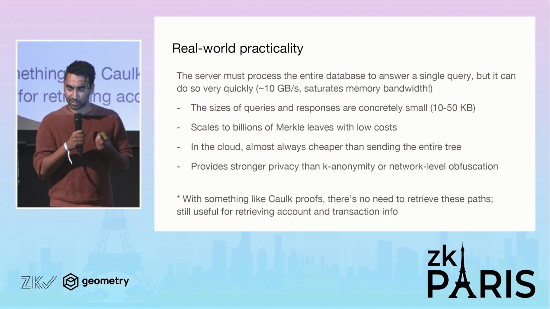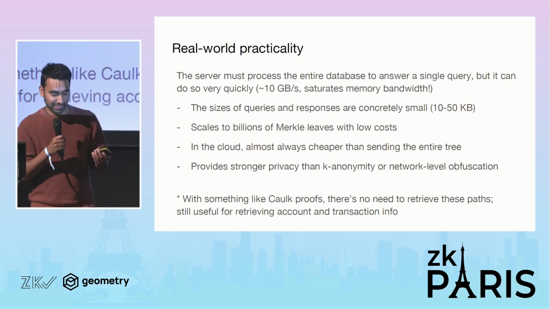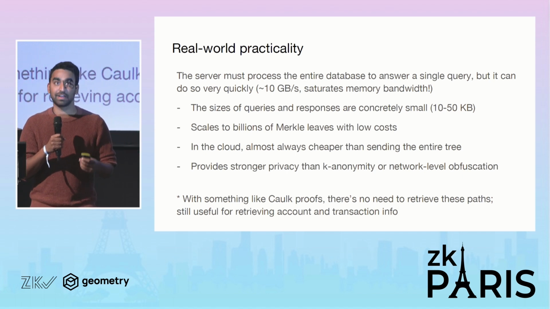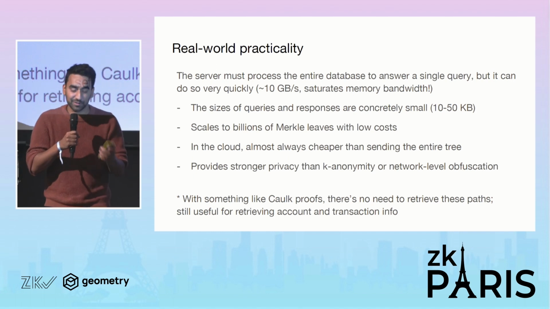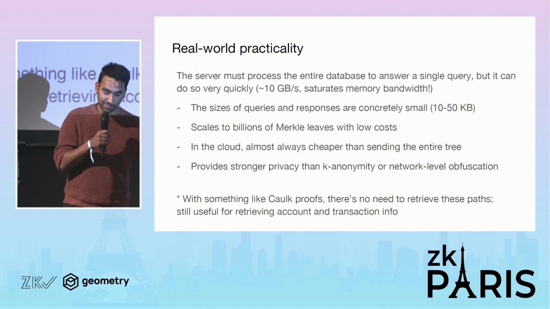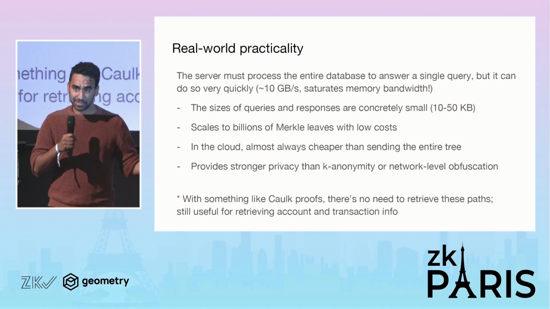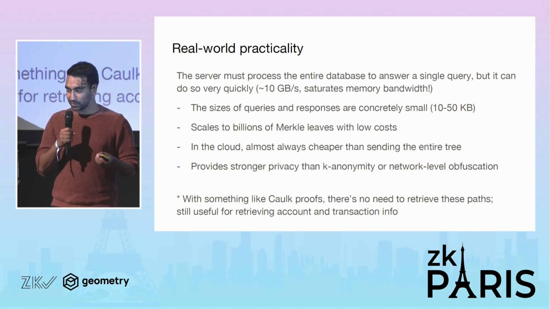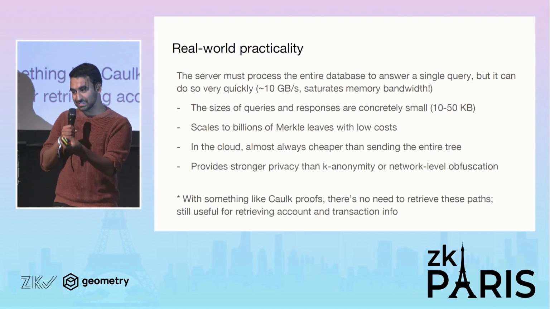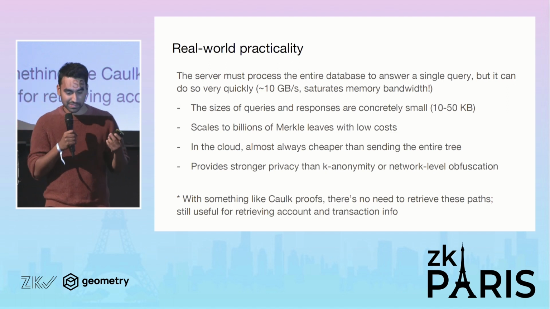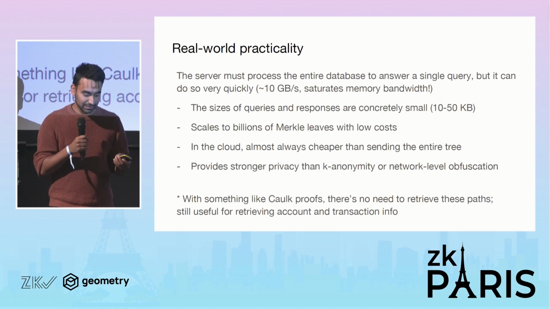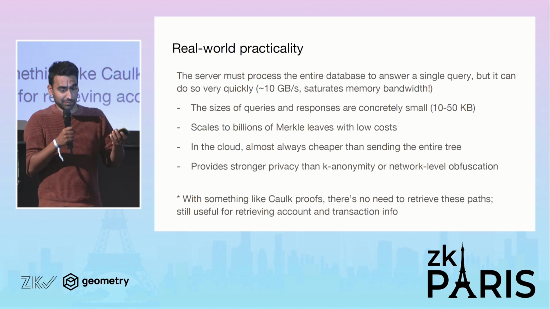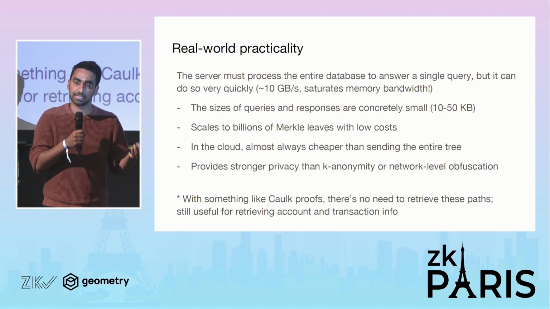which sounds like a lot. The good news is we've done a really good job of making that linear scan very fast. In fact, it's as fast as memory bandwidth. As fast as you can read the database into memory, that's how fast we can do this PIR computation. So at 10 gigs a second, which is a rough per-CPU memory bandwidth benchmark, for billions of Merkle trees, you can answer a PIR query in less than a second.